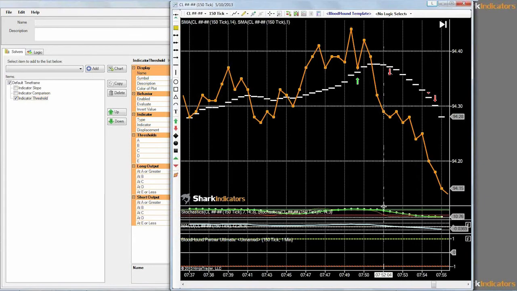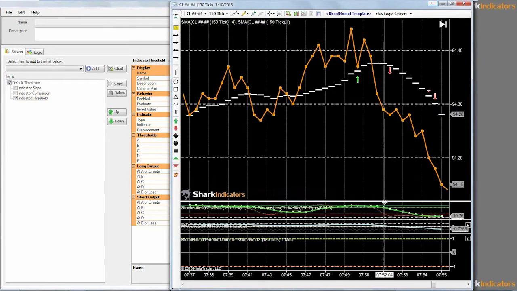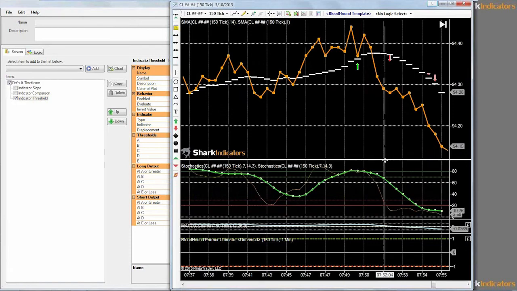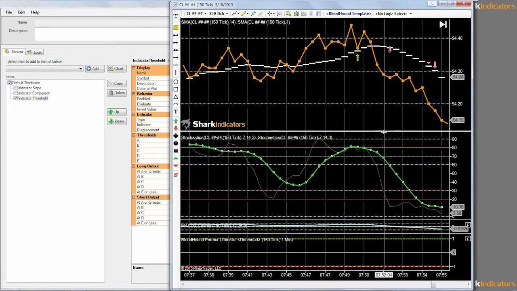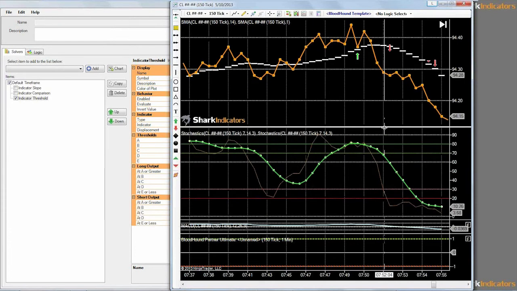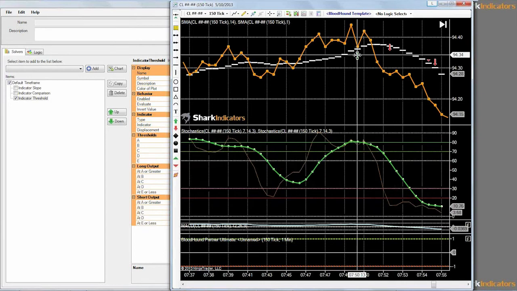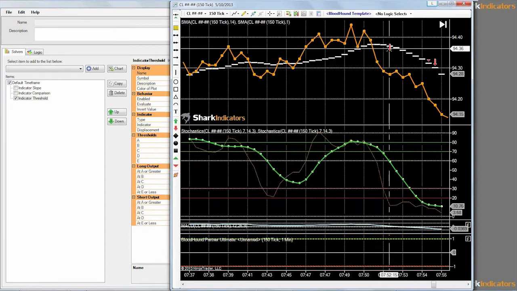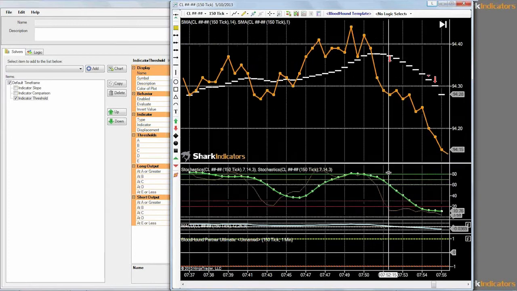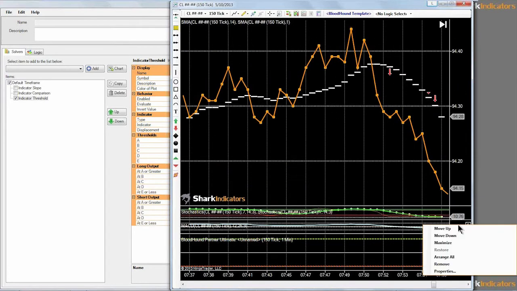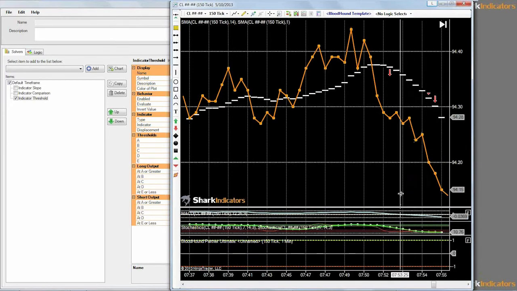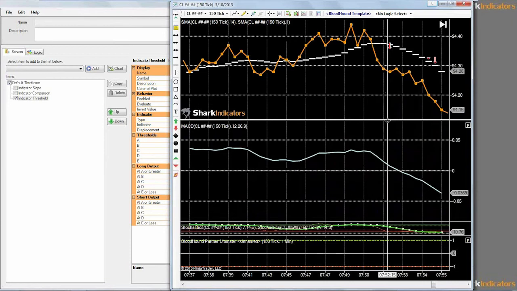All right, so with the threshold solver, I am going to use the stochastics here, actually, I think I'm going to use the MACD. I think it'll create a simpler example to follow. So let me move the MACD up. There we go. Stretch this out.